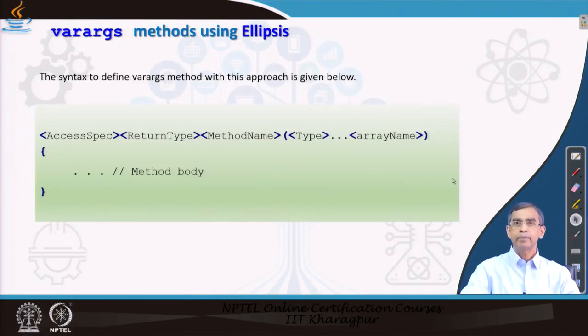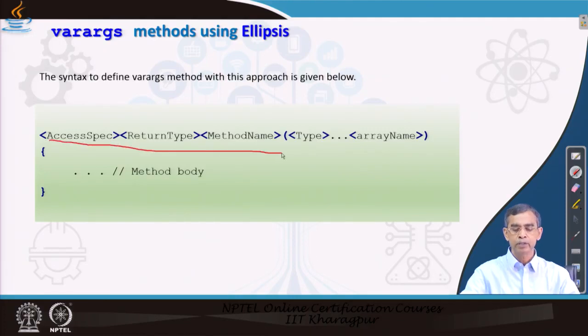Now, the next procedure is using ellipsis. It is an alternative approach, and a better approach than the previous one. I will tell you exactly what syntax we can follow. This is the same as usual up to the method name, and this can be a generic type or a specific type, according to your own choice.